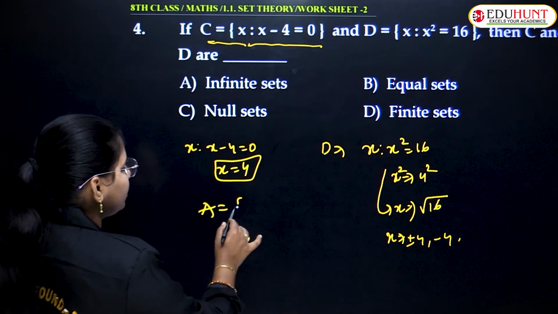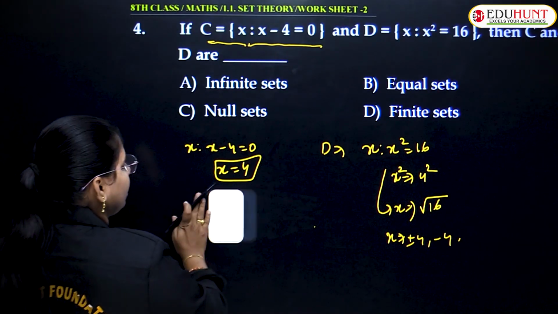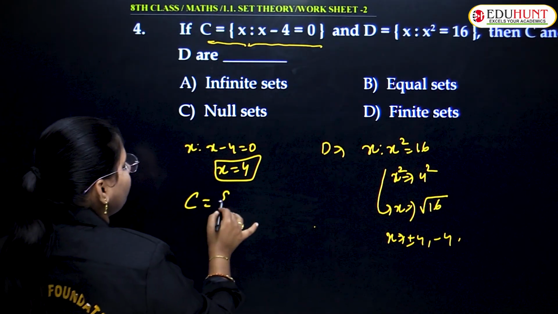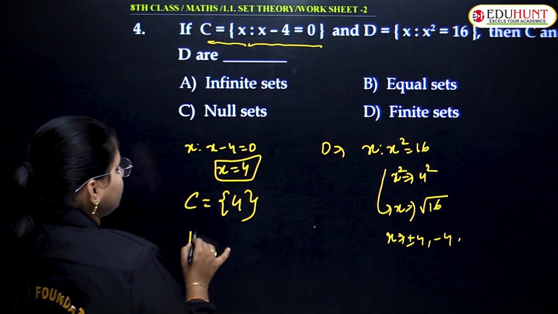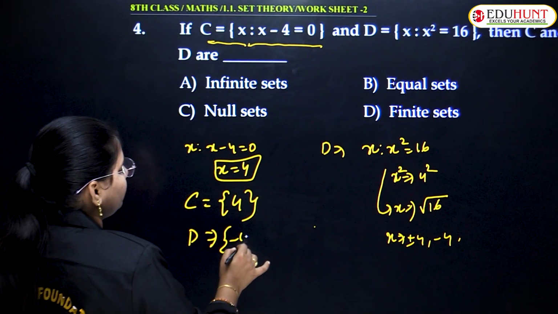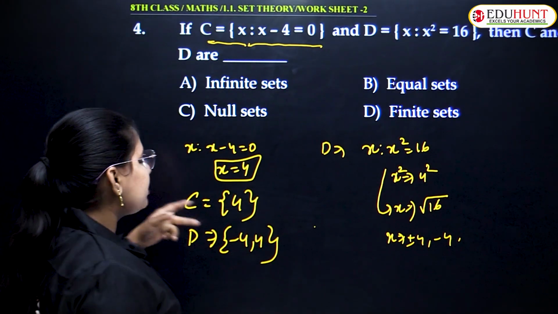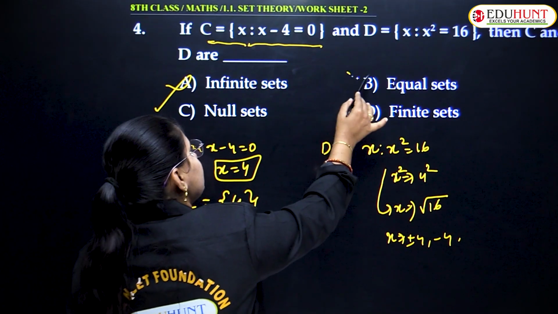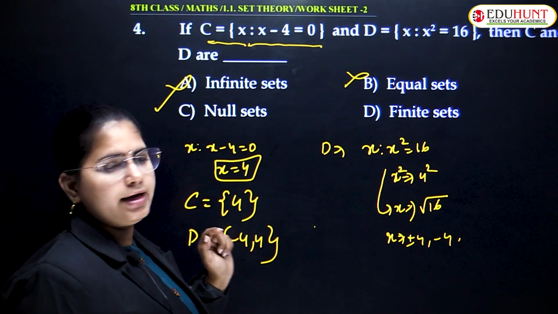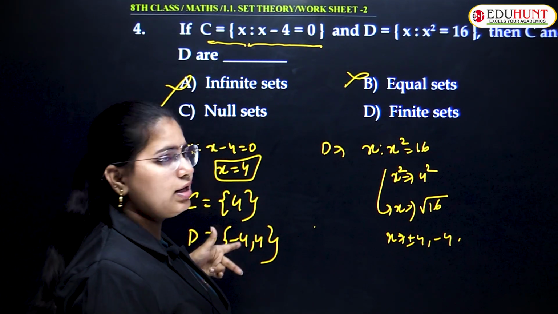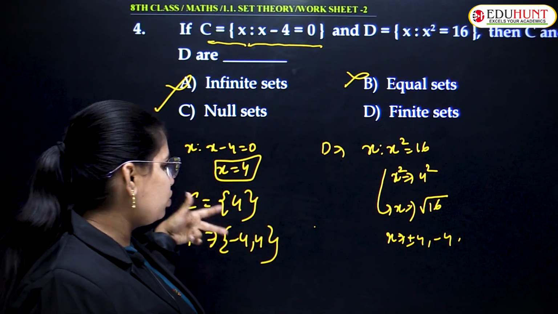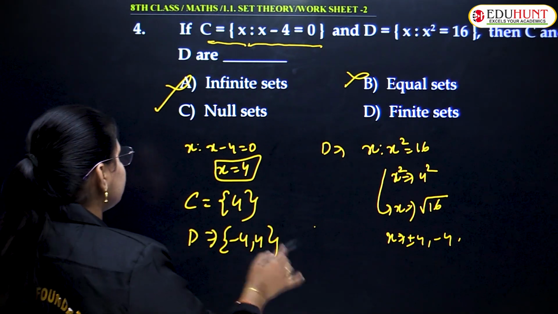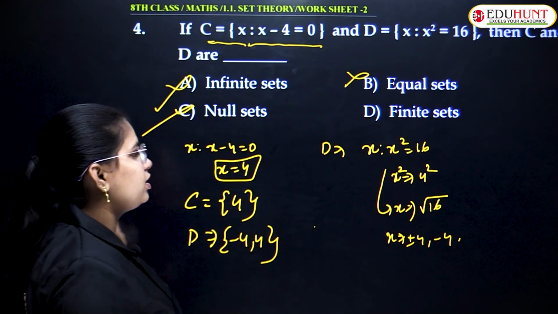So let us represent it in the set. See, here they have given set C, how many elements? 4. Set D, you are having minus 4 and plus 4. So those are not equal sets. First option is deleted and second is also deleted, right? And are those null sets? No, because you can find elements in this. So option C is also deleted.